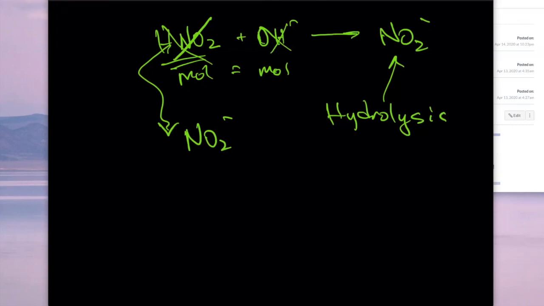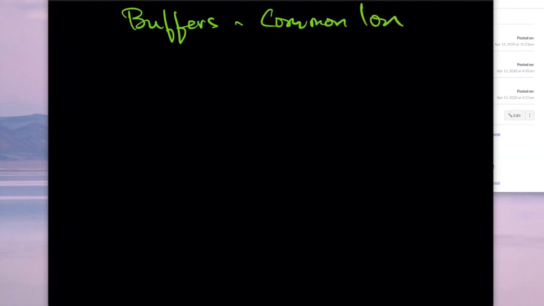So one more type, I forgot. Okay. Let me do this. The last one are buffers. And this is the common ion effect. Whenever you see the acid and its conjugate in solution, okay, the acid and its conjugate. And how do you get the acid and its conjugate? You get it two ways.